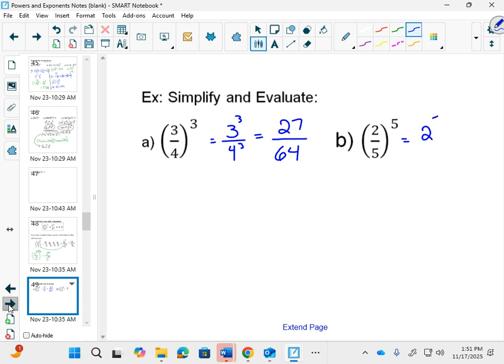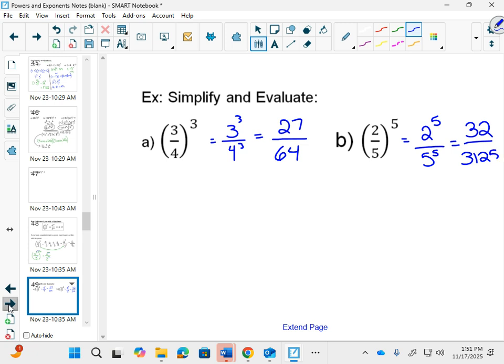The shortcut would say we're going to do 2 to the 5 and 5 to the 5. These are big numbers. I think you can do the top one: 2 times 2 times 2 times 2 times 2. 2 times 2 is 4. Times 2 again, 8. Times 2 again, 16. Times 2 again, 32. And then 5 times 5, 25. Times 5, 125. Times 5, 625.